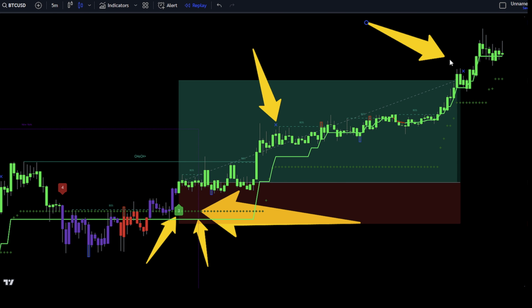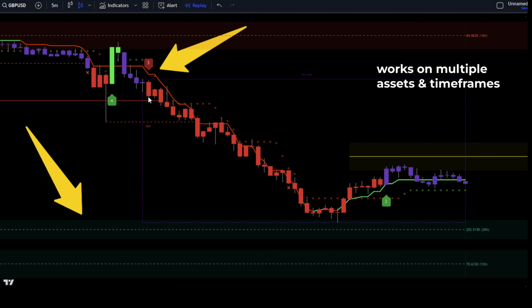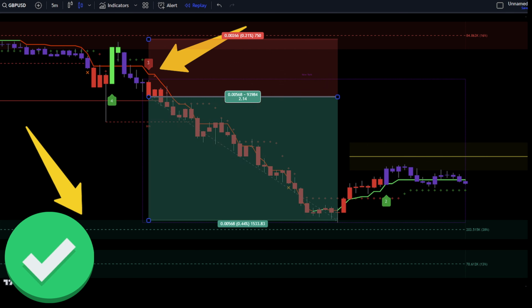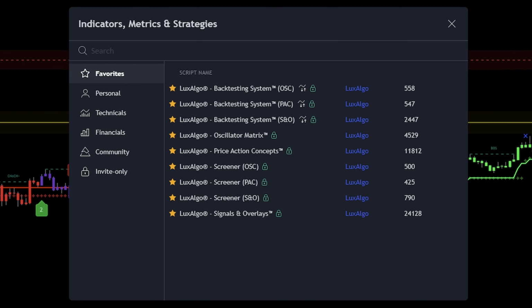You're now on the path to mastering this approach, stepping up to become a consistently profitable trader. It's a strategy not limited to Bitcoin. Any asset with enough volatility is game. Time's ticking, so let's jump straight into the action. We're leveraging 2 key LuxAlgo premium indicators, signals and overlays, alongside price action concepts.